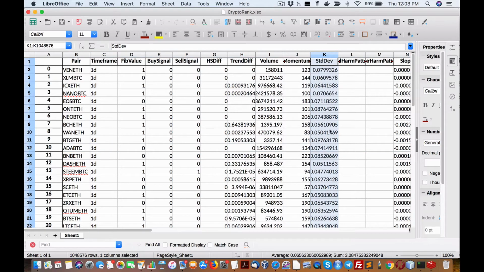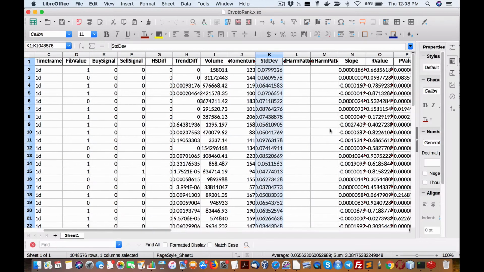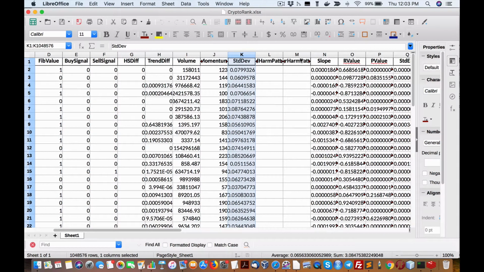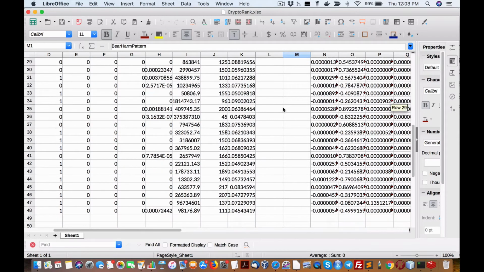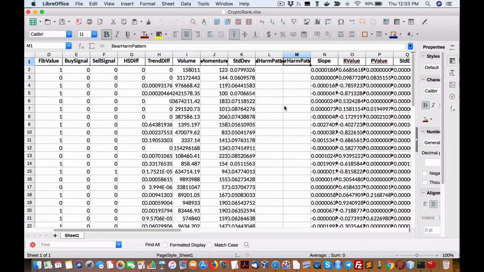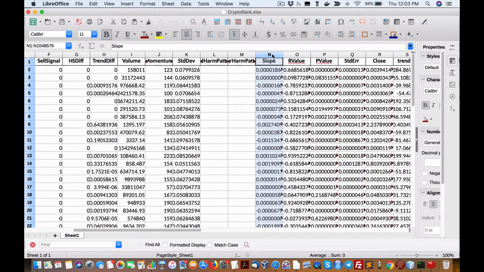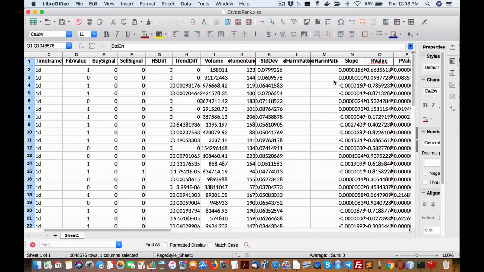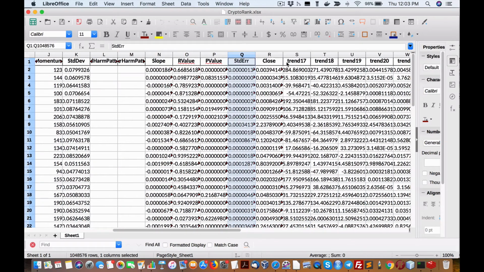We have standard deviation of that. It's all statistical information. Harmonic patterns here for bullish and bearish. We'll show that in the reports. There's none at all, but I'll show you them in the reports anyways, in the Word documents. This is the slope of the pricing action, R value, P value, standard error, if you're interested from a statistical standpoint. Closing price, that's the last hourly closing price on the daily.